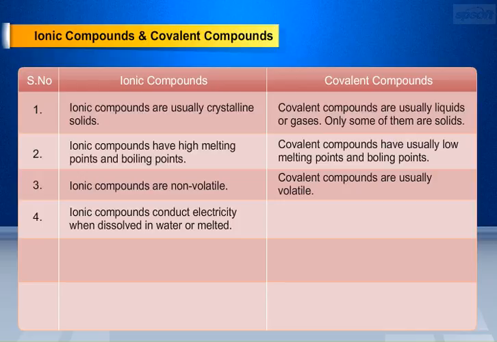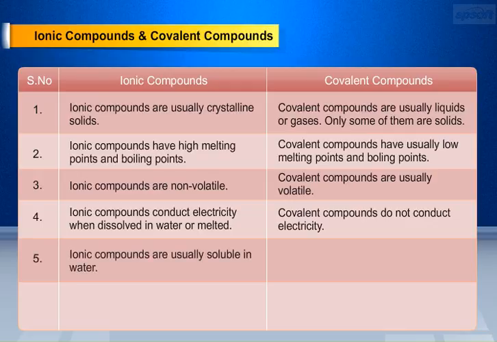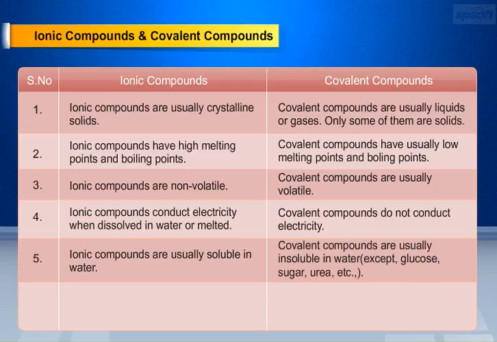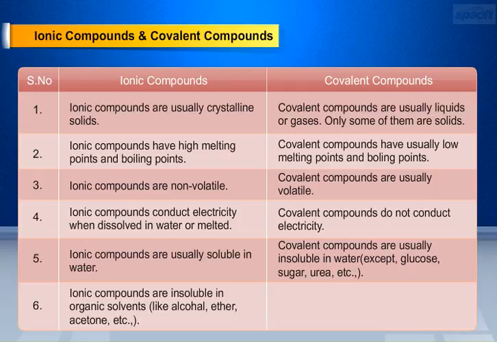Ionic compounds conduct electricity when dissolved in water or melted, whereas covalent compounds do not conduct electricity. Ionic compounds are usually soluble in water, whereas covalent compounds are usually insoluble in water, except glucose, sugar, urea, etc. Ionic compounds are insoluble in organic solvents like alcohol, ether, acetone, etc., whereas covalent compounds are soluble in organic solvents.